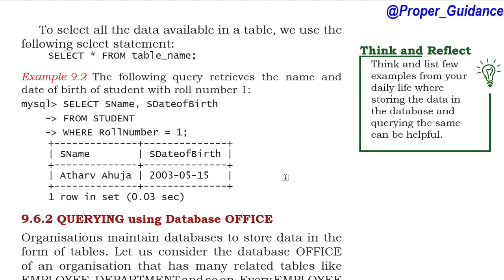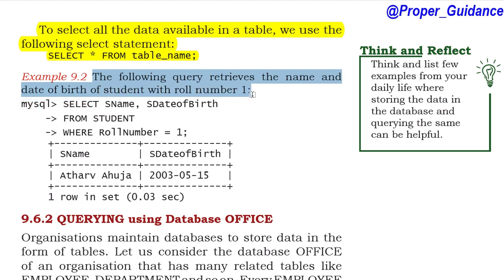Here is an example. Okay, to select all the data available in a table, we use the following select statement. Select star from table name. It will show you all the available data in that particular existing table. So, here example 9.2: the following query retrieves the name and date of birth of the student with roll number 1. MySQL select sname, dob from student where roll number equals 1 semicolon. It will give you the following output.